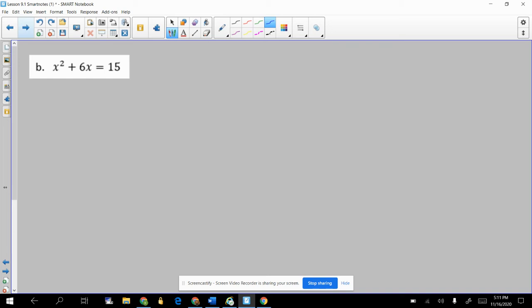Okay, let's try another here. All right, so in this one, it is nice because they have already moved over the constant. So I'm just going to go ahead and rewrite this with my plus a blank on each side. So they've already moved over the constant. So now I'm going to write it, equals 15 and plus a blank.